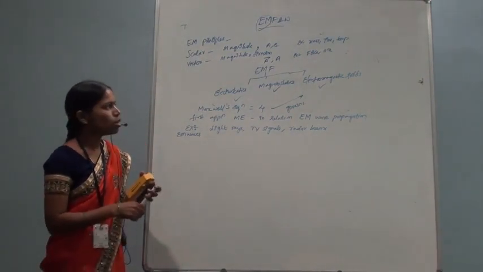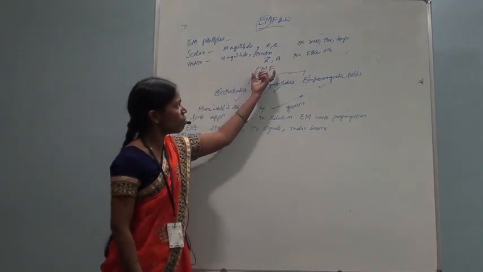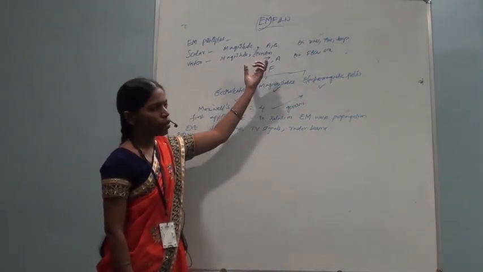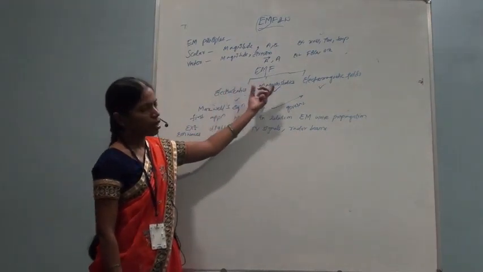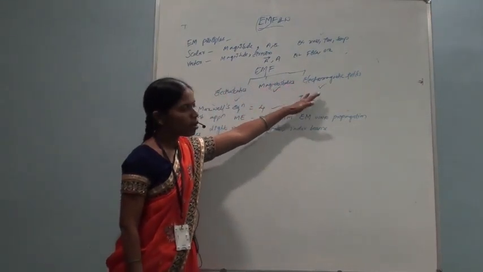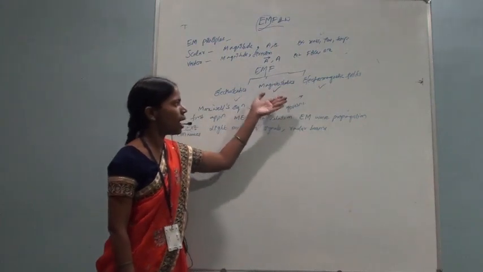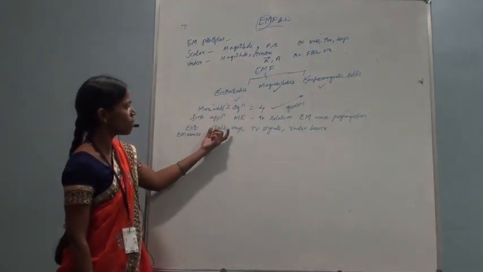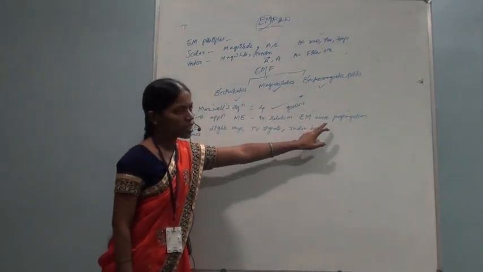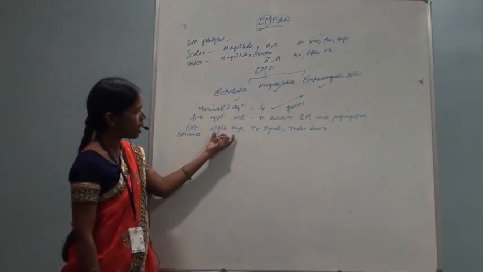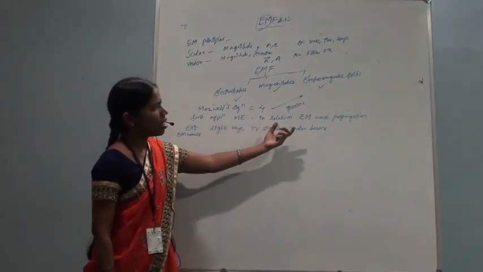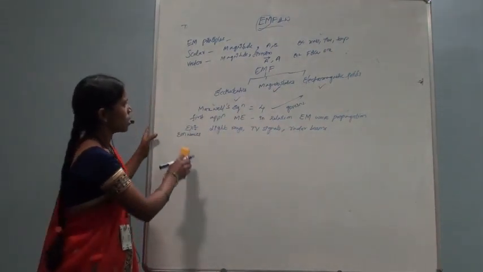Throughout the EMF, electromagnetic fields and waves subject, we will first study what is electrostatics, then magnetostatics, and then electromagnetic fields, and the application of electromagnetic fields finds in the electromagnetic wave propagation. And the examples of electromagnetic waves are light rays, TV signals, radar beams, etc.